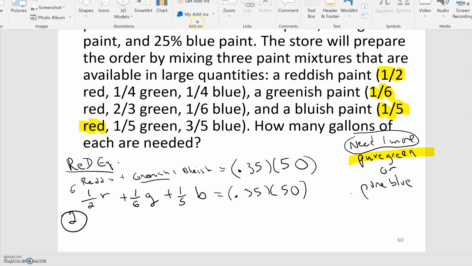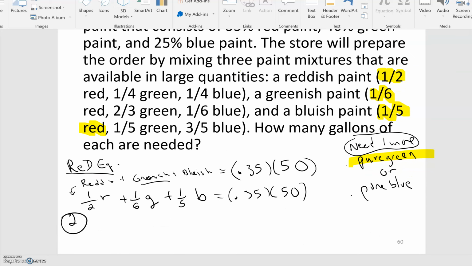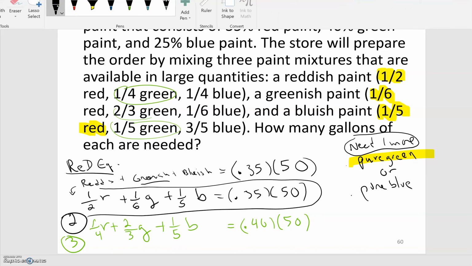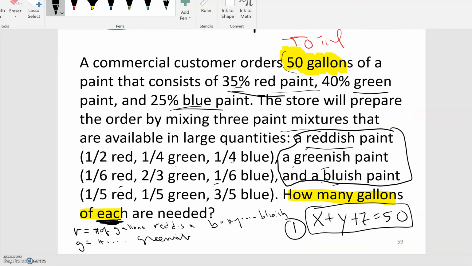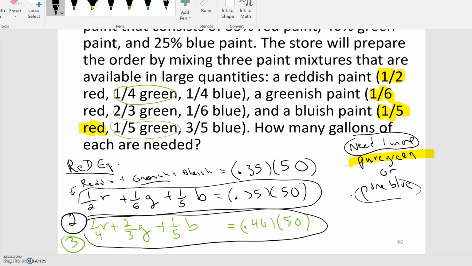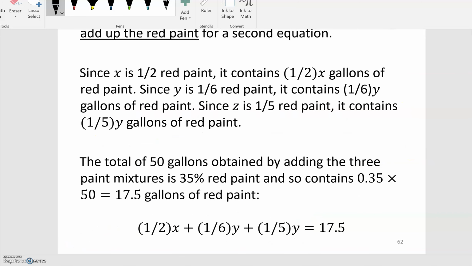So my green equation is going to be 40% green paint of 50 gallons, so 0.4 times 50. Over here it's going to be 1/4 R, because of the reddish. From the greenish it's 2/3 green, so plus 2/3 G. And finally from the bluish paint it is 1/5 green, so 1/5 B. And that would be my 3rd equation. So this is equation 2, this is equation 3, and this is equation 1. Like I said, you could have used blue. It doesn't matter. In fact, out of these 4 equations, you can pick any 3 of them and you will get the correct answer.